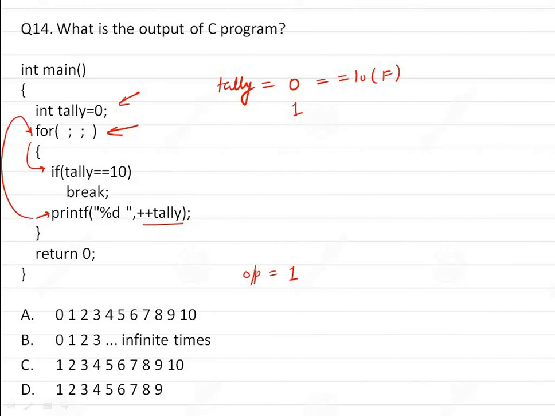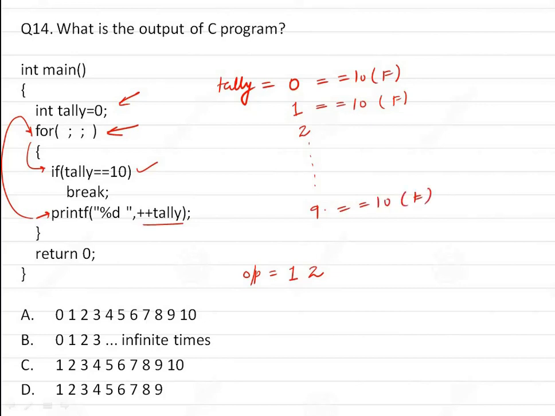Without checking any condition, again we check whether 1 is double equal to 10 because of this statement. This is false, so the break statement is not executed. We come to this printf statement. Tally plus plus makes this 2, output 2, and this completes the second iteration. In this manner you can see the pattern. This will go on up to the value of 10. When the value is 9, let us check here: 9 equal to 10 is false.